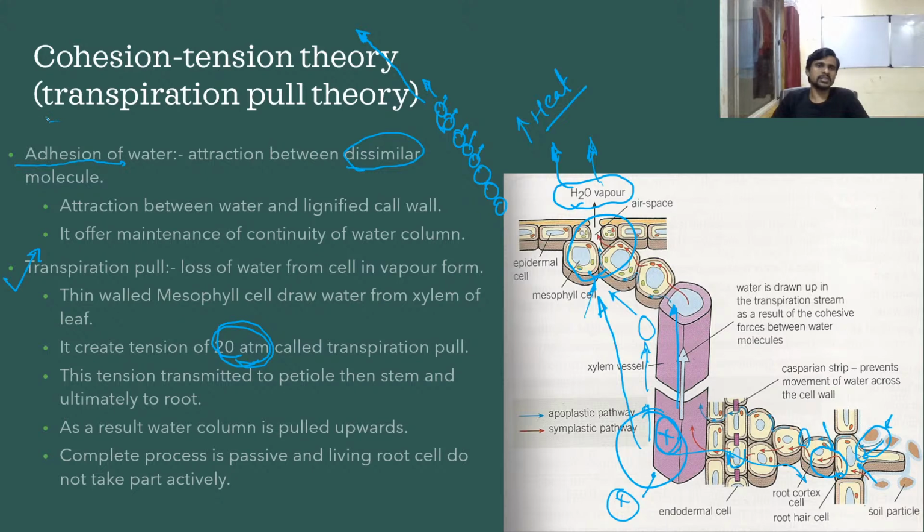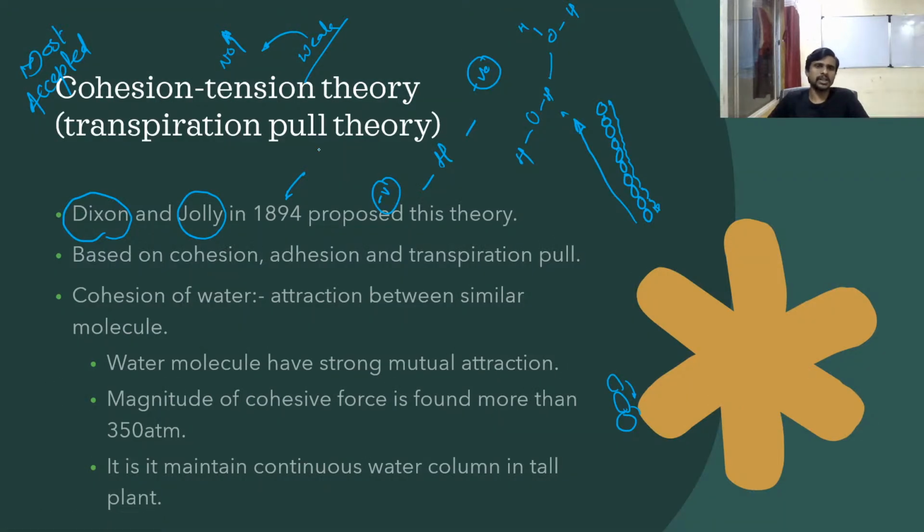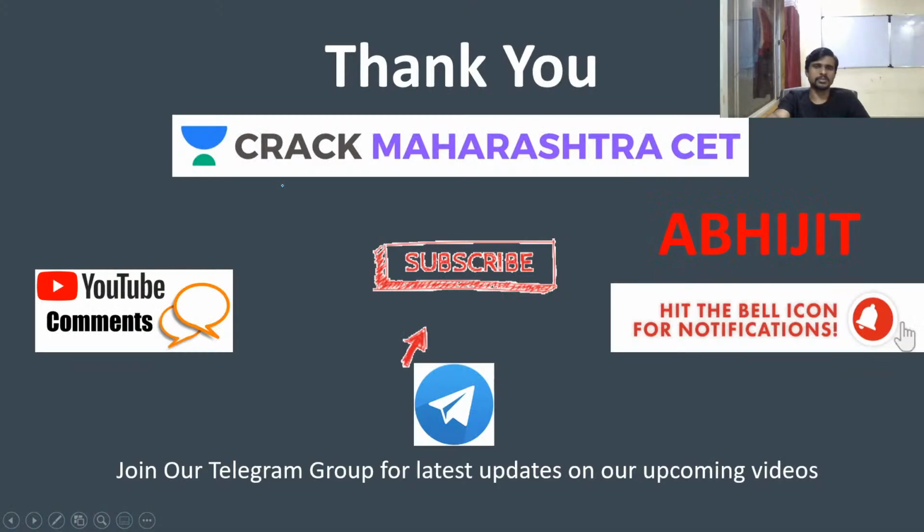Okay, so this theory depends completely upon cohesion, adhesion as the second thing, and the transpiration pull as the third thing. This theory was given by Joly and Dixon in 1894. Okay, you must note this down, you should have it, you should know it.